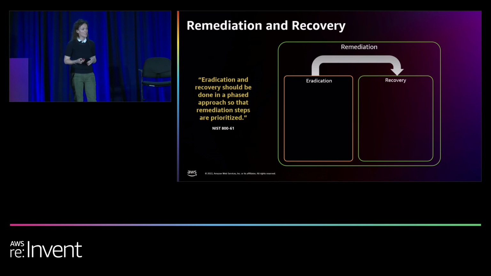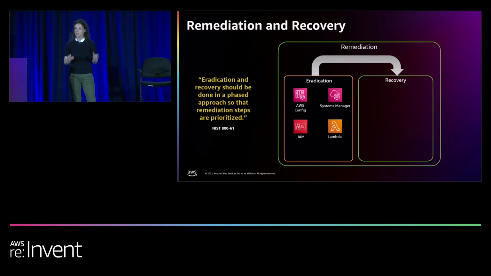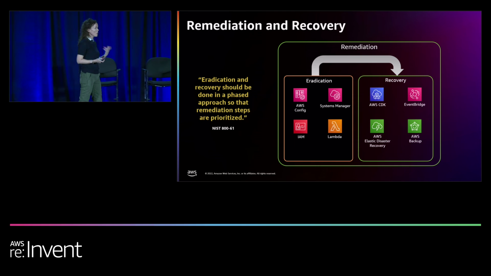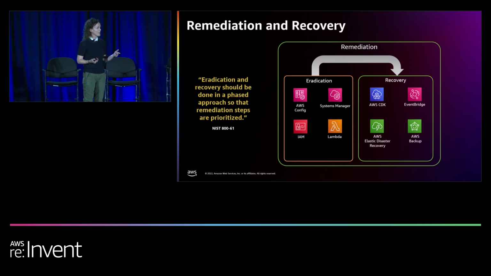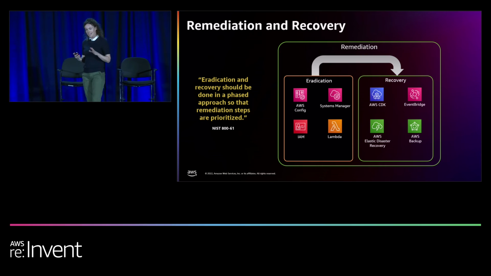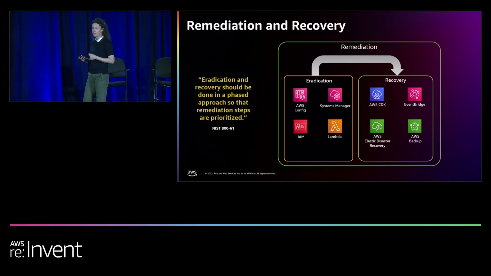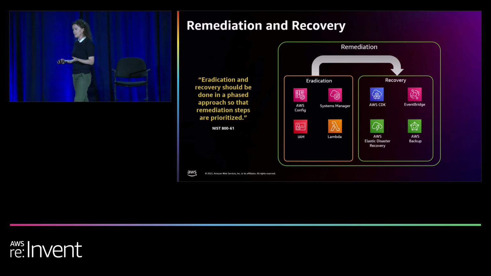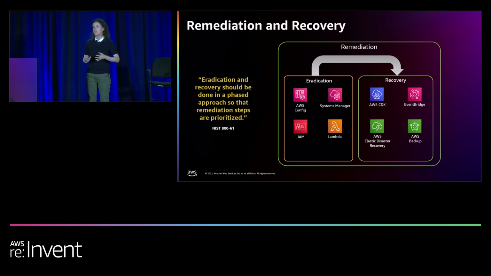So in NIST, they call out this idea of eradication and recovery being done in a phased approach to drive remediation. And there are various cloud-native services and capabilities to support you. So for example, we're going to be looking at Systems Manager in the next couple of slides, but we already saw AWS Config, which will allow you to put together conformance packs reflecting the desired configuration state of your resources and allowing you to remediate and repair the resources immediately. In recovery, we could be looking at something like AWS Cloud Development Kit, which allows you to describe your environments in code, like for example, Python or TypeScript, and restore your environments.